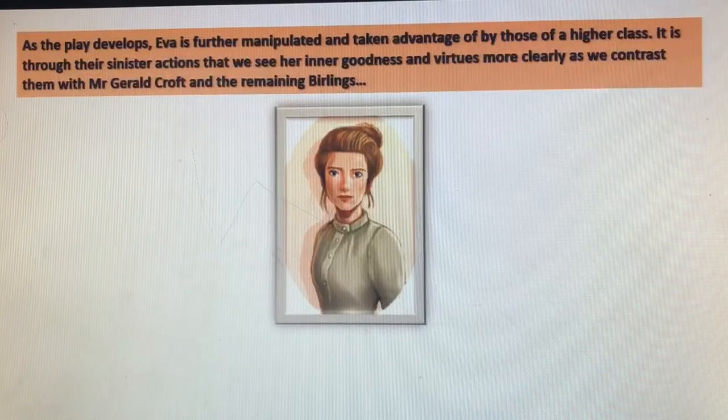As the play develops, Eva is further manipulated and taken advantage of by those of a higher class. It is through their sinister actions that we see her inner goodness and virtues more clearly as we contrast them with Mr. Gerald Croft and the remaining Birlings.